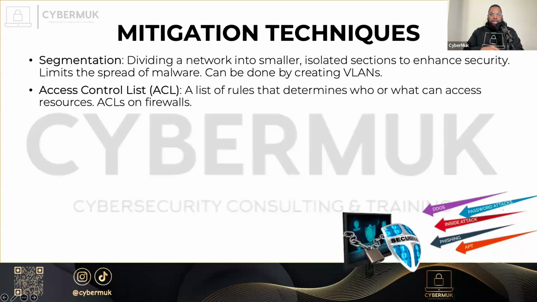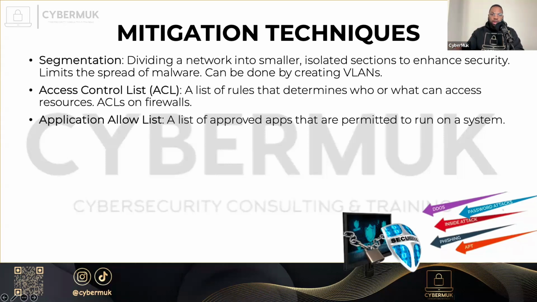Another way to mitigate attacks is to create access control lists. So an access control list is a list of rules that determines who or what can access a resource. You can do this by creating firewalls, for example. So with firewalls, you can have access control lists, and you have a list of IP addresses that you allow into the network and a list of IP addresses that you deny from accessing the network.